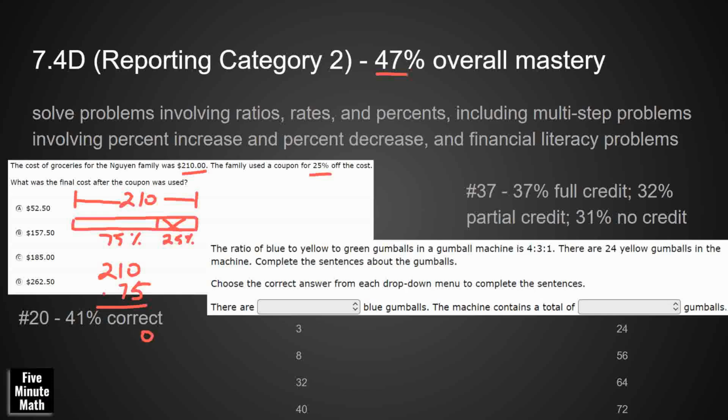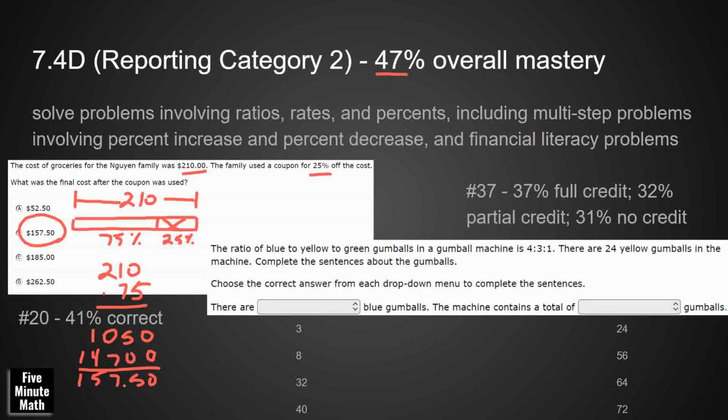So let's do that. All right, so that's going to be 0, that's going to be 7, that's going to be 14. So it looks like I'm going to have 157.50 as my cost after the coupon was used, and that is my answer B. Now, only 41% of our students were able to select that, so that was a little bit difficult.